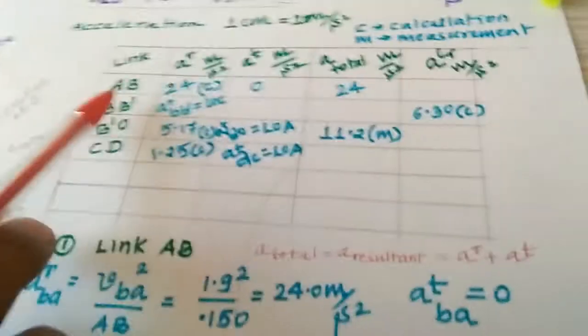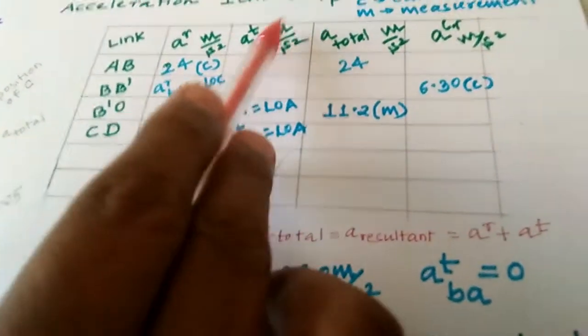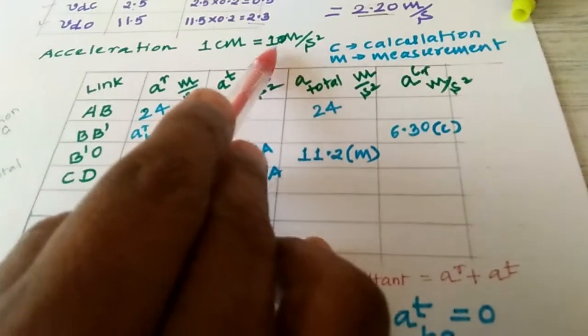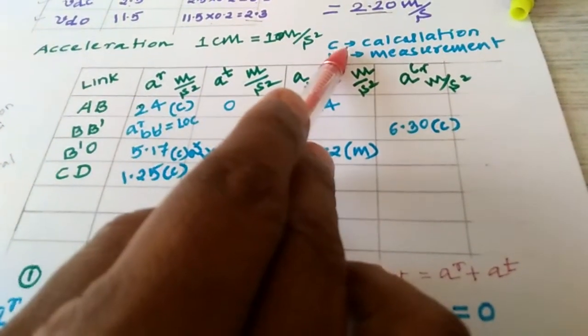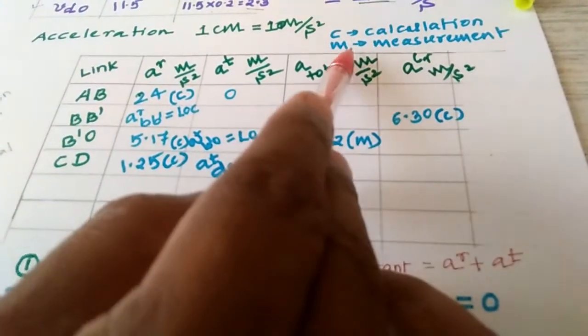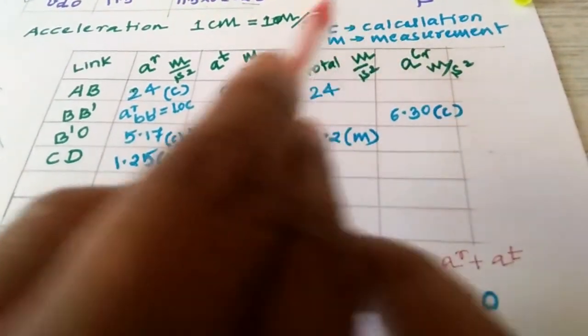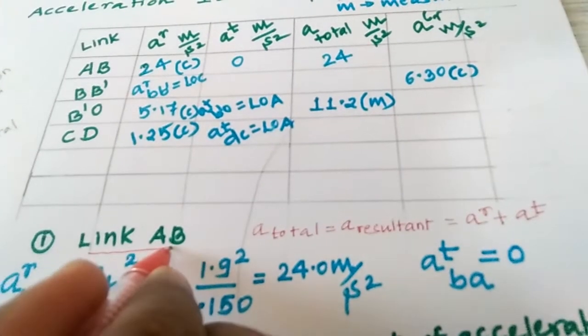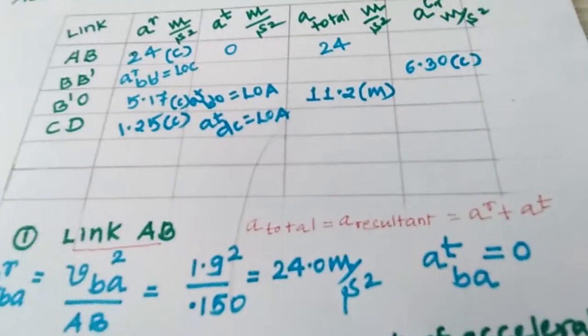Here I have taken it as a link also. For the acceleration I have taken a scale of 1 centimeter equal to 1 meter per second square. Here I have written the value by calculation, and the M value you get from the measurement. Here first I will go to the link AB. Look at the link AB.